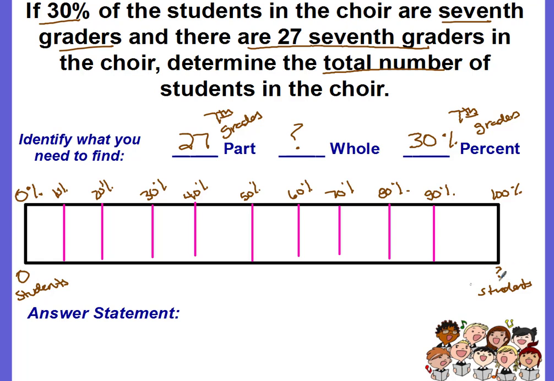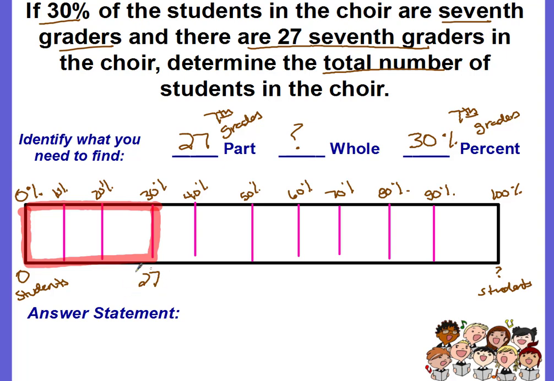Okay, since we don't know the total number of students, we can't divide it into 10 equal parts. But we do know that 30% equals 27 students. So let's represent our 30%. So here's the 30%. This whole section makes up our 30%. So how many parts make up the 30%? 3 parts. And it equals a total of 27 students. So 30% equals 27 students.